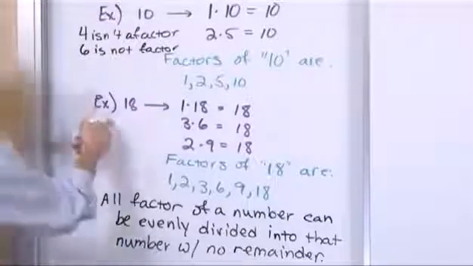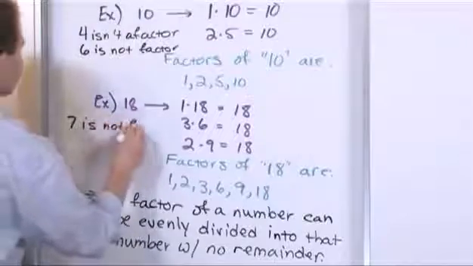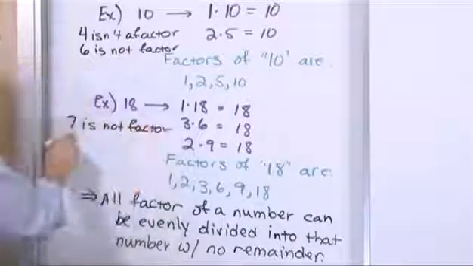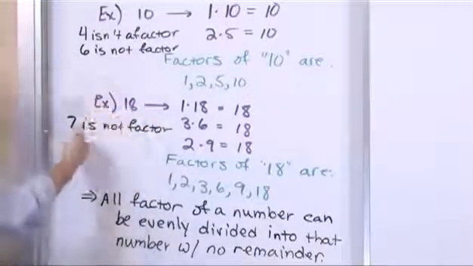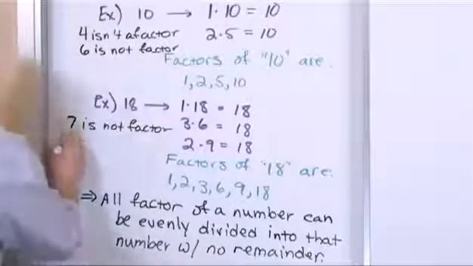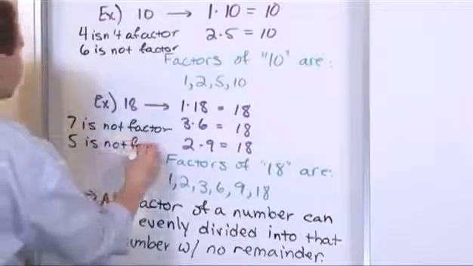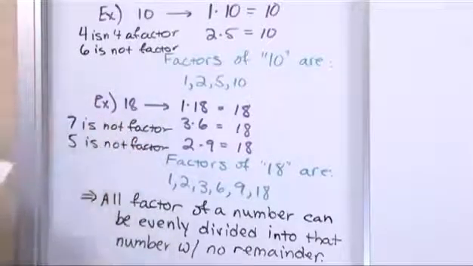So if you go down to 18, 7 is not a factor, because 7 cannot be divided into 18. You can divide 7 into 14, but you can't divide it into 18 evenly. 5 is not a factor because you can't divide it in there. So it's really saying the same thing.